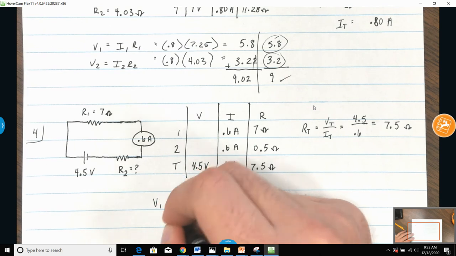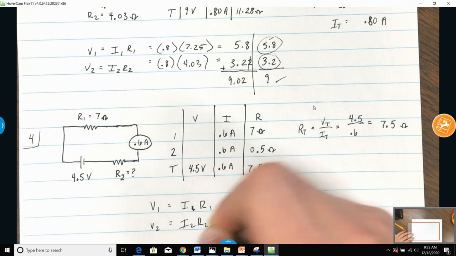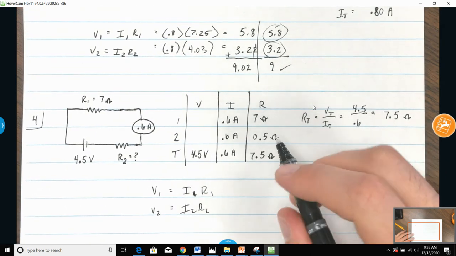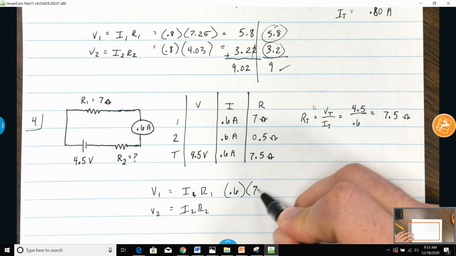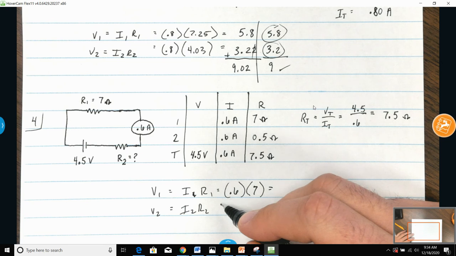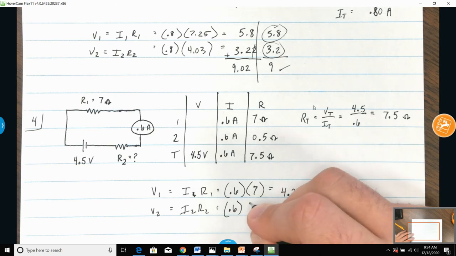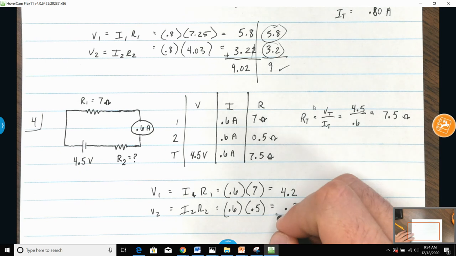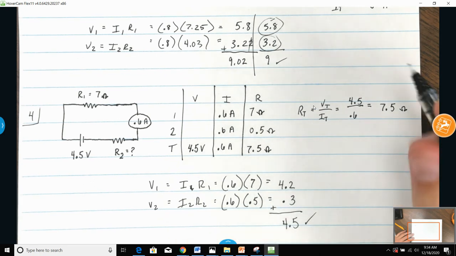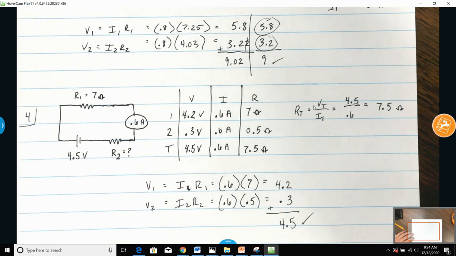And now you can find your V1s and your V2s. I1 times R1 and I2 times R2, and just plug them in. So we're going to have 0.6 times 7. If we do that, that gives us 4.2. And then our 0.6 times 0.5 is going to give us 0.3. Okay, so those are our voltages, our voltage drops. We've got to make sure they add up to equal the total, which is 4.5. Bingo. So these are our numbers that we need, the 4.2 volts and the 0.3 volts.